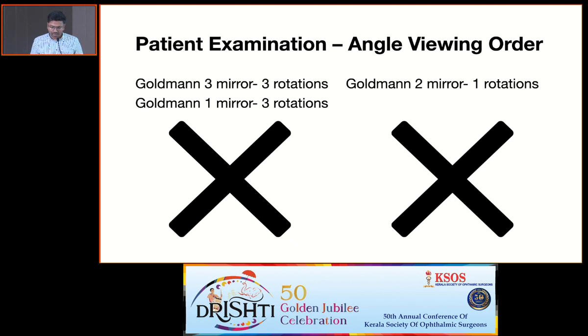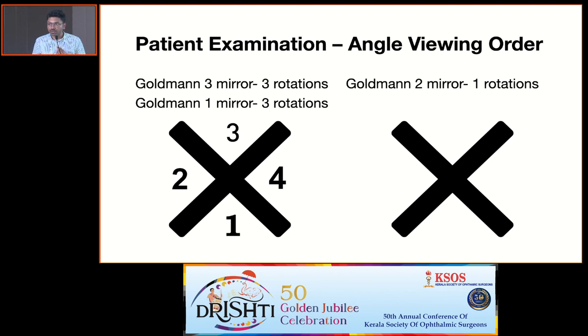So we will be having a Goldmann three-mirror, one-mirror, and Goldmann two-mirror. Towards your right, there will be three rotations needed for the Goldmann three-mirror and one-mirror. First you will be seeing inferiorly, and then towards your temporal aspect and superior, and you can see the nasal aspect. Depending on the turning, you can visualize the angle structures.